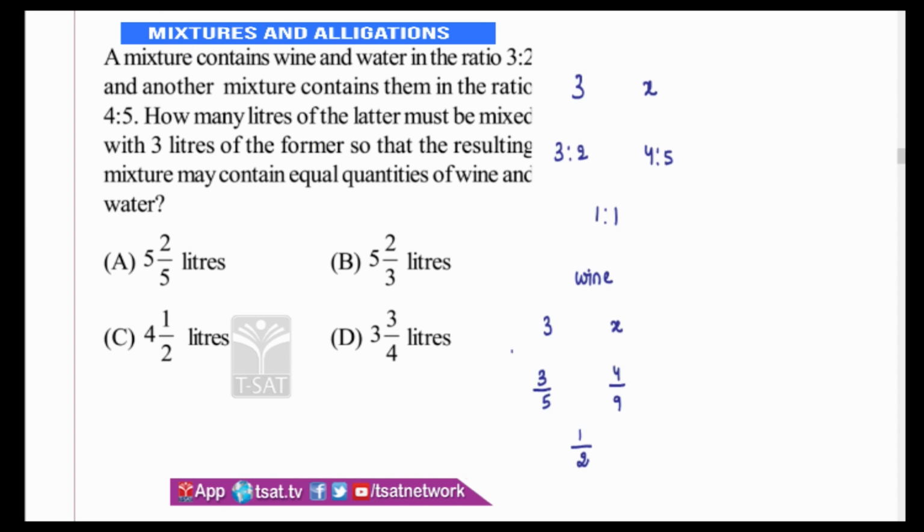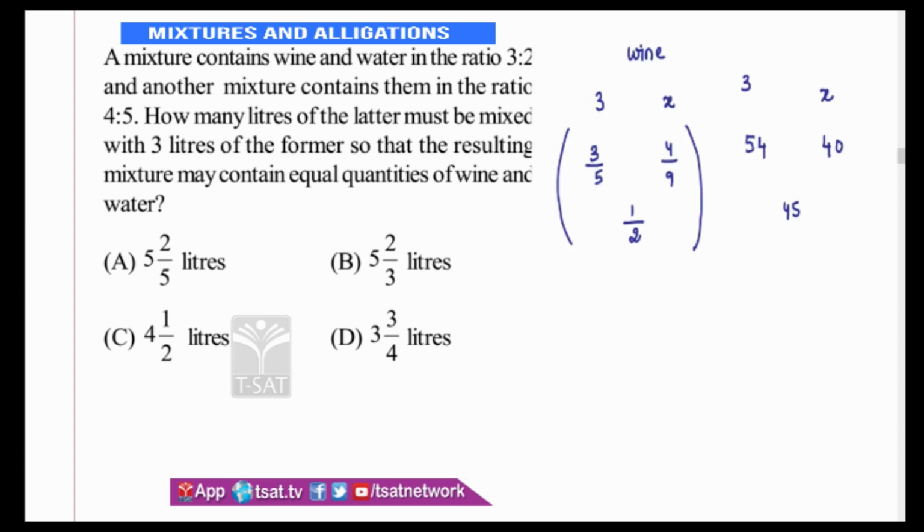Suppose I multiply with 5 into 2 into 9. This becomes what? 5 cancel, 18 3s are 54, 9 cancel, 5 2s are 10, so it is 40, this one is 45. Now 3 and x. The formula says n1 d1, that is 3 into the difference between them, which is 9, equals x into the difference between them, which is 5. So the latter is how many liters? You can say 27 by 5. That's 5 2 by 5 liters.